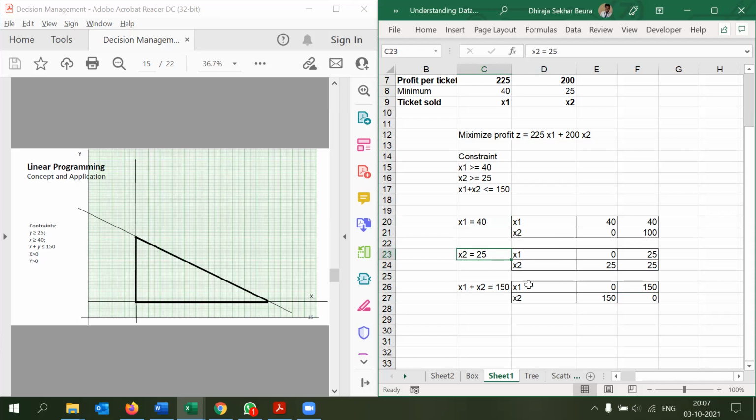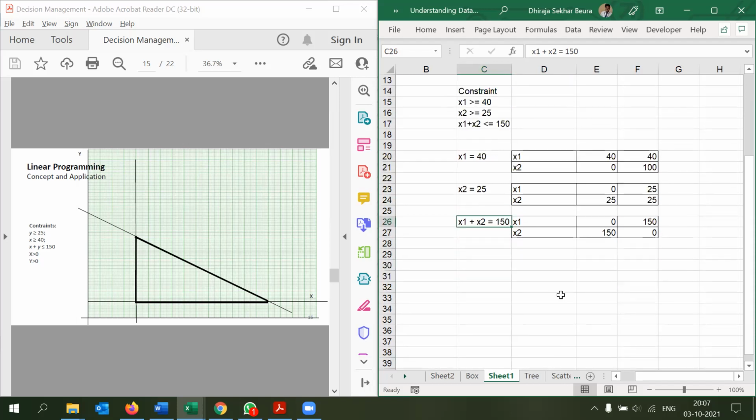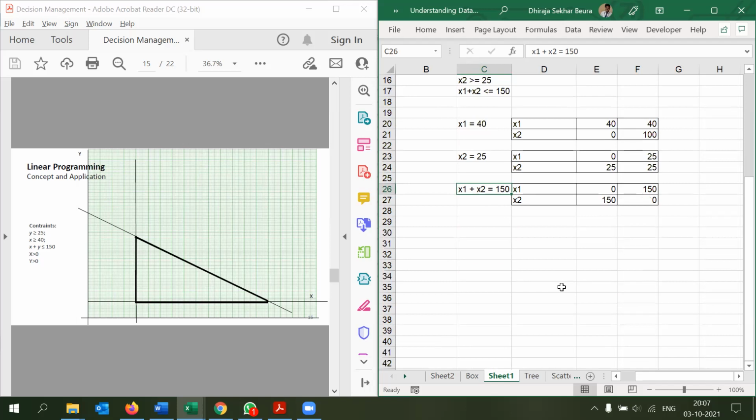And similarly, you have this one, x1 plus x2. Whenever you have an equation like this, always take one variable as 0 and calculate the other one, and then for the other coordinate take the other value as 0 and calculate the first value. That will make our job very easy. Yes. Let's plot this in the graph.